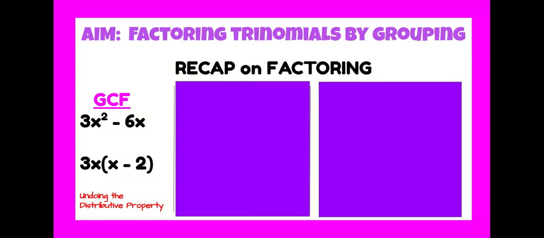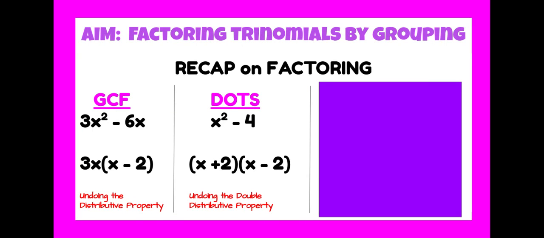about. The first one is GCF, where you had either a binomial or trinomial, but they all had a certain thing in common. And we used that to undo the distributive property. We factored by GCF to undo the distributive property. The next one we talked about was DOTS, which is a difference of two squares. And DOTS was just really a fancy way of undoing the double distributive property.